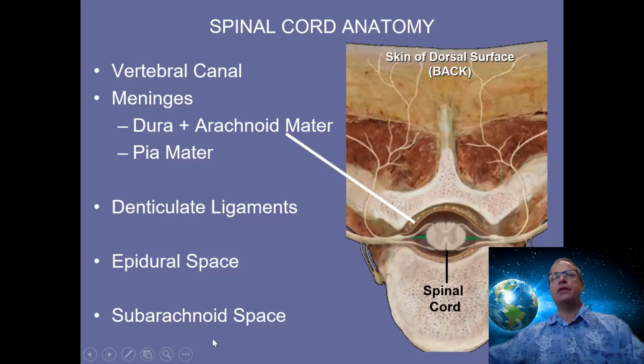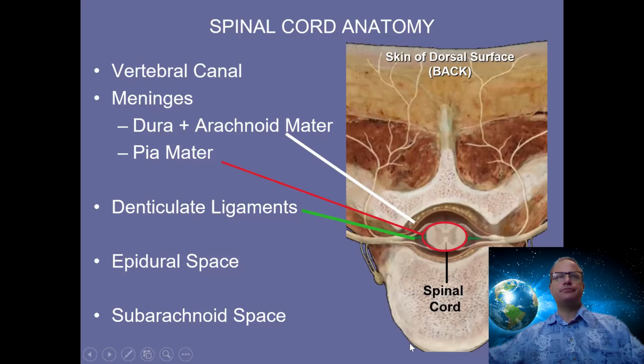And then we have something called pia mater, and the pia mater itself is going to be surrounding the spinal cord. It's basically like wet tissue. It feels like part of the spinal cord. Very, very delicate. Okay, so there you can see where the pia mater might reside. Then we have something called denticulate ligaments.